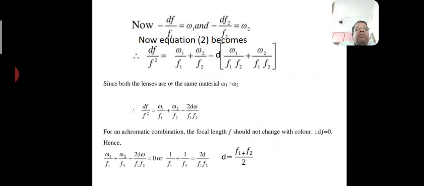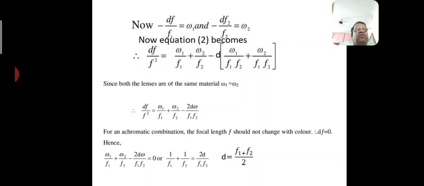Now df1/f1 equals omega 1 and -df2/f2 equals omega 2. Now equation 2 becomes df/f² = omega 1/f1 + omega 2/f2 - d(omega 1 + omega 2)/(f1 f2). Here omega 1 is the dispersive power of the first lens and omega 2 is the dispersive power of the second lens. Omega 1 equals -df1/f1, omega 2 equals -df2/f2.